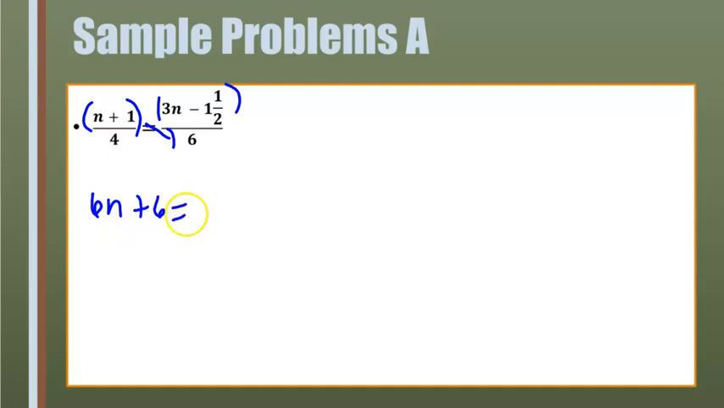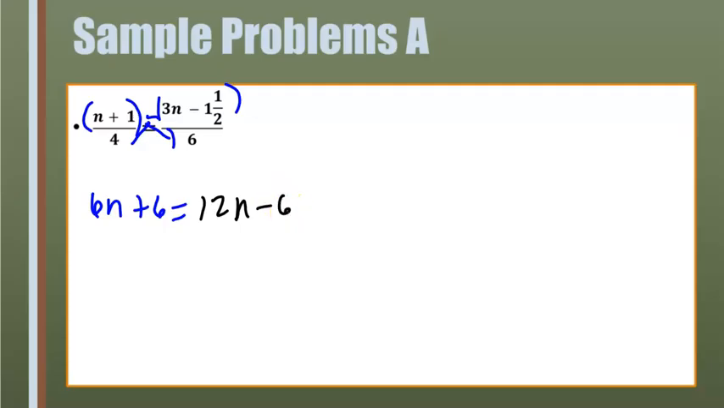And this has to equal, cross multiplying the other direction, 4 times 3n, which is 12n. And this is 3 halves. So 3 halves times 4 is 12 halves, which will give us 6.